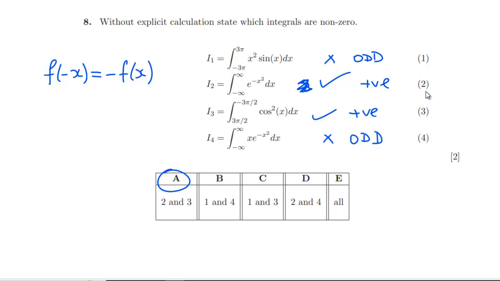So we're back on A again. Right. There we go. Lots of A's.